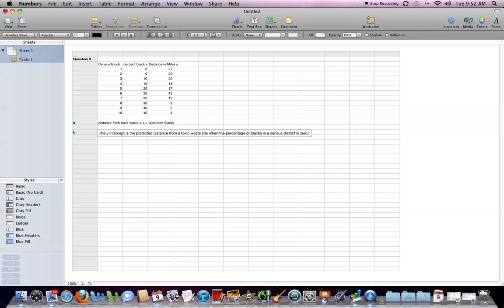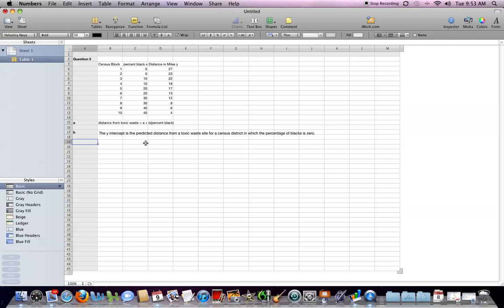Okay, and I think that can be for a census district is 0. Okay, and that is just abstractly what the y-intercept is.